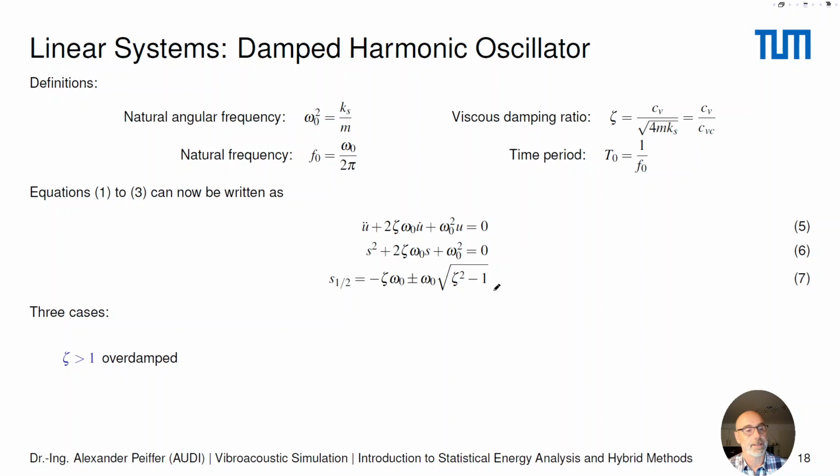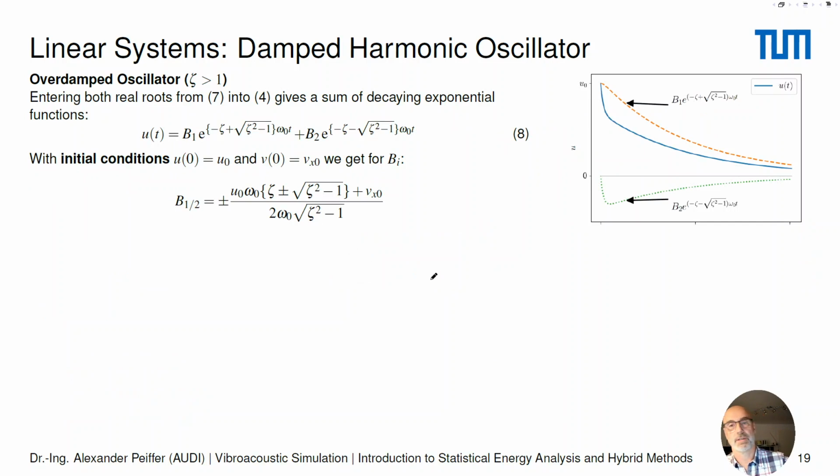Good. Based on this description, we have three cases. The first one is that xi is bigger than 1. This is the so-called overdamped case, because we will get fully real solutions. At 1, we have the famous critically damped case, and if xi is smaller than 1, we will have a complex result for this characteristic constant, and this is what we call the underdamped case.